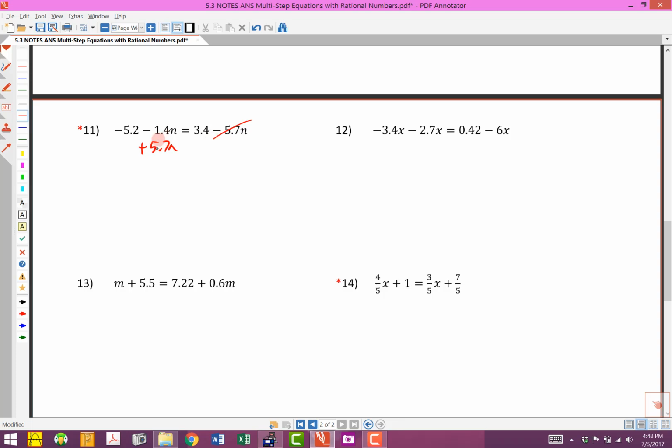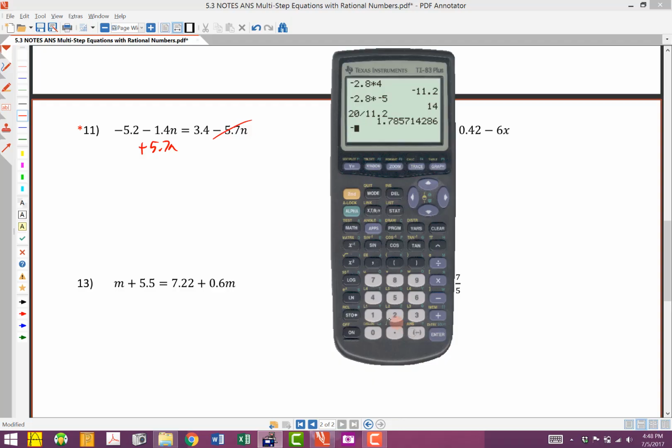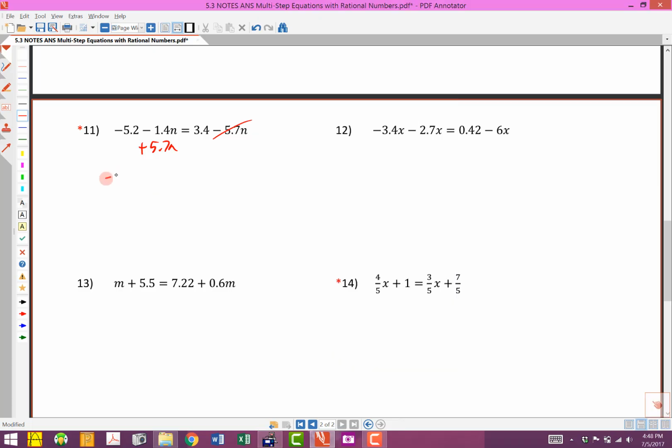Now, hopefully we've got a good idea what this would be. The difference is going to be maybe 4 point something, but let's use the calculator to make sure we got this right. So I'm going to do negative 1.4, and we're going to add 5.7, 4.3, positive 4.3. So we've got negative 5.2 plus 4.3n equals 3.4. We're going to move this to the other side by adding 5.2, so I'm going to cross it off here and add 5.2. So we've got 4.3n here.